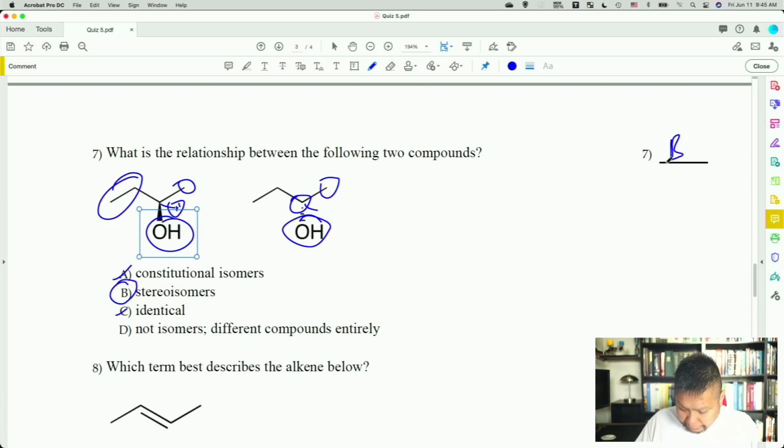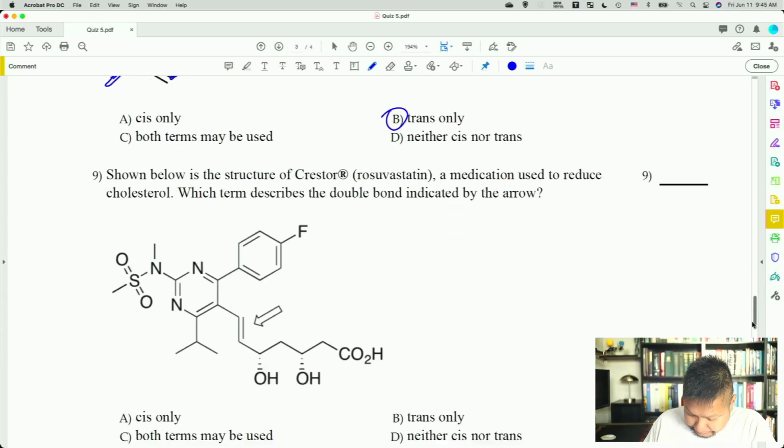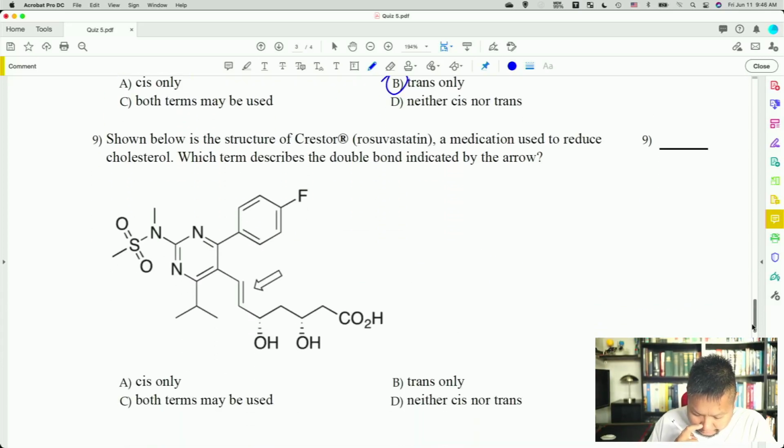What is the best term that describes the alkene below? Both of these are on opposite sides. That means it's trans only. Which is the best term that describes the double bond indicated by the arrow below? This is Crestor. It reduces your cholesterol. It has a double bond right here, and both substituents are on opposite sides. So again, this is B, trans only.